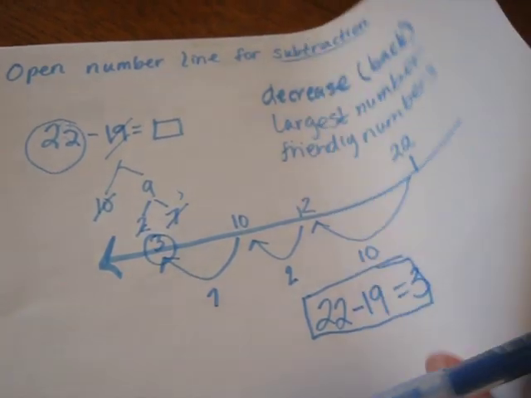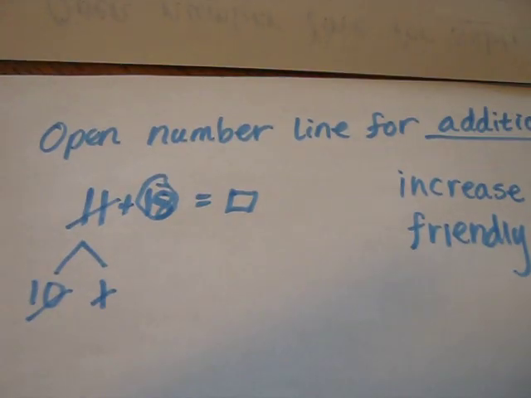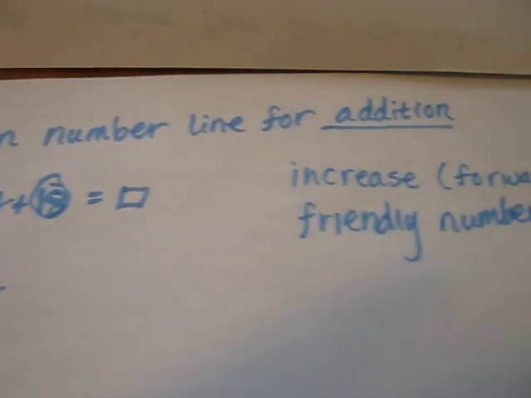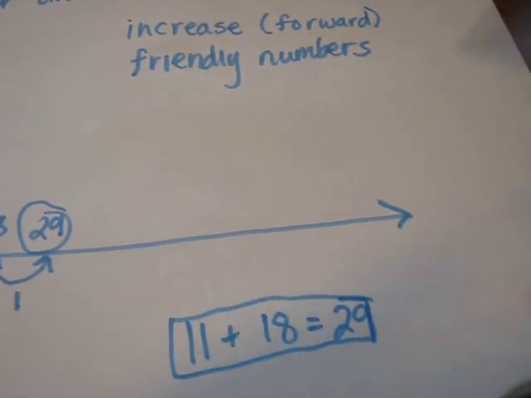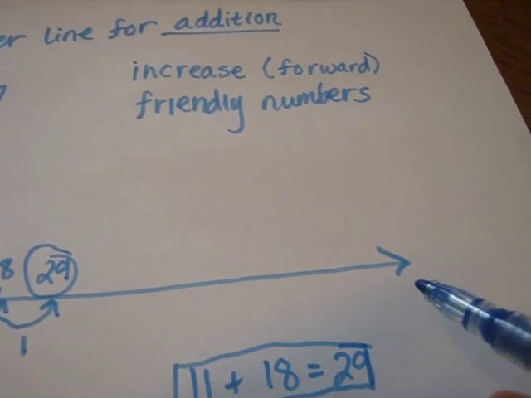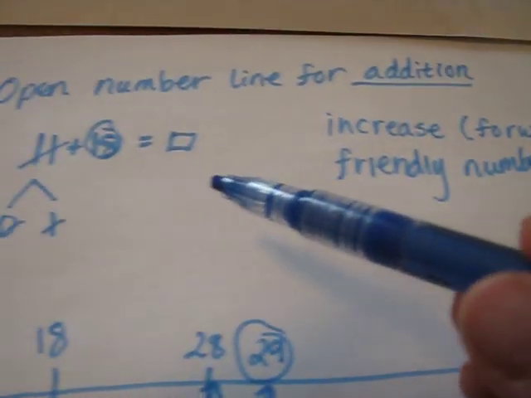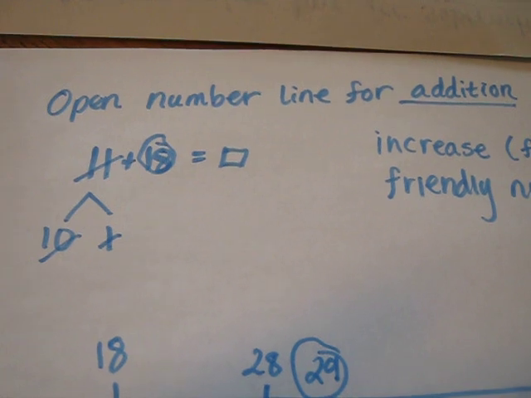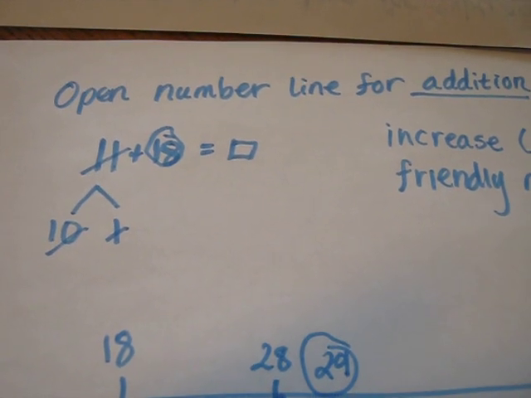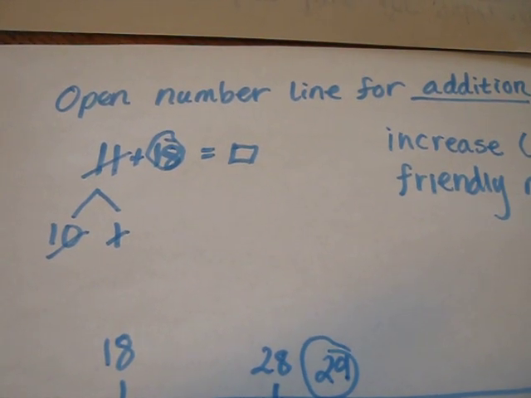So to review, when using an open number line for addition, we have to remember to increase. That means the arrow is going to be moving forward in the number system. And we're going to turn that second number into friendly numbers rather than trying to take whole jumps of an unfriendly number.